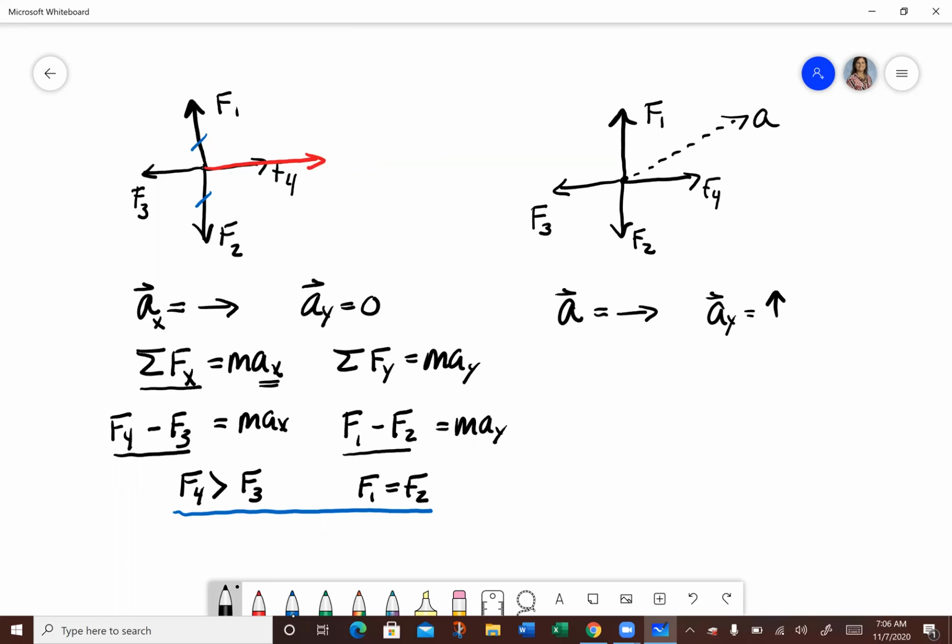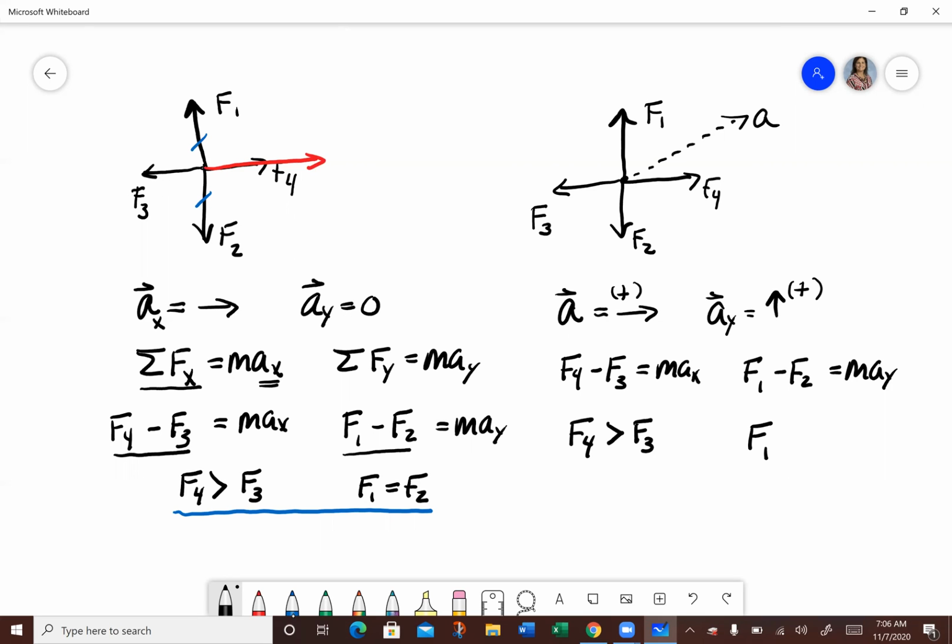Again, looking at your equations, that means that F4 minus F3 must end up in the positive direction, making an acceleration to the right, which again means F4 is greater than F3. So we want that to be positive, we want this one to be positive. In the y, that would mean you have F1 minus F2 equals m a_y. If you want a_y to have a net positive acceleration, you need F1 to be greater than F2.